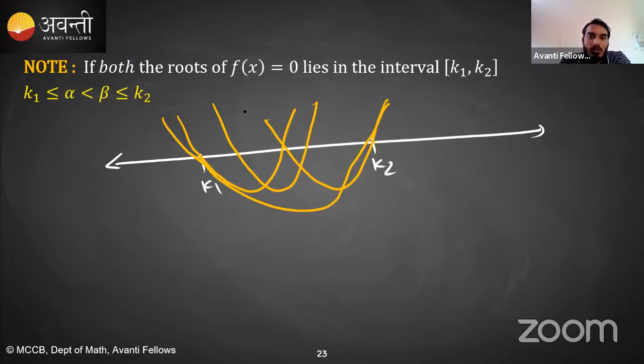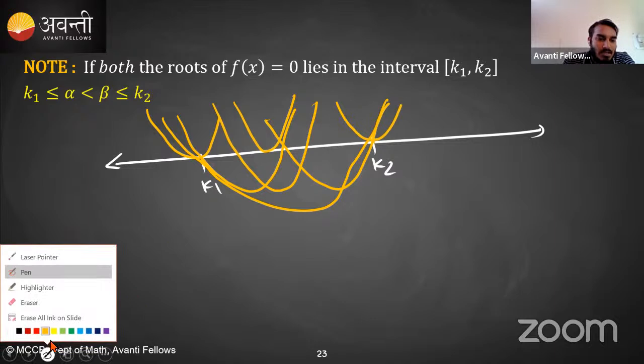Yes or no? So there can be all these conditions. This can also be true. And if both roots are at K1, or both roots are at K2, then also it is true. Yes or no?